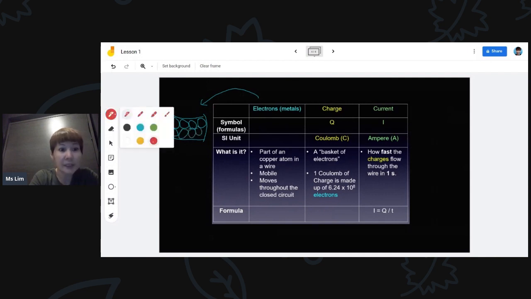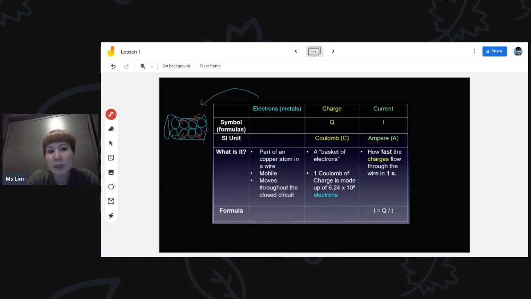Now, these electrons are free moving. These valence electrons are part of the atom. They're mobile and they can move throughout the entire closed circuit when there is the presence of an electrical source. If there is no electrical source, the electrons are just moving around their own atom. So these are electrons.